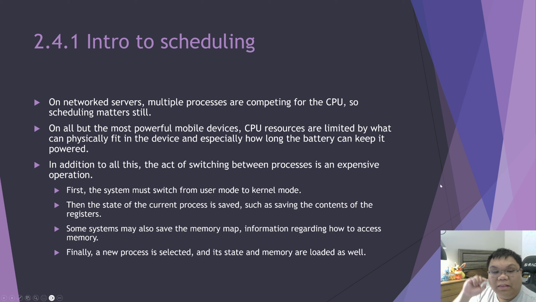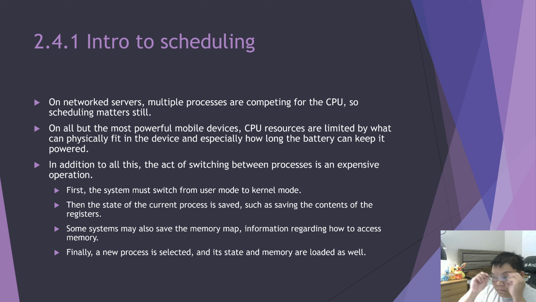And finally, the act of switching between processes. So we talked about the concept of pseudo-parallelism, where the CPU on a single core computer switches between processes very fast to provide the illusion of running multiple programs at the same time. That action of switching between processes, which is called a context switch, is an expensive operation.